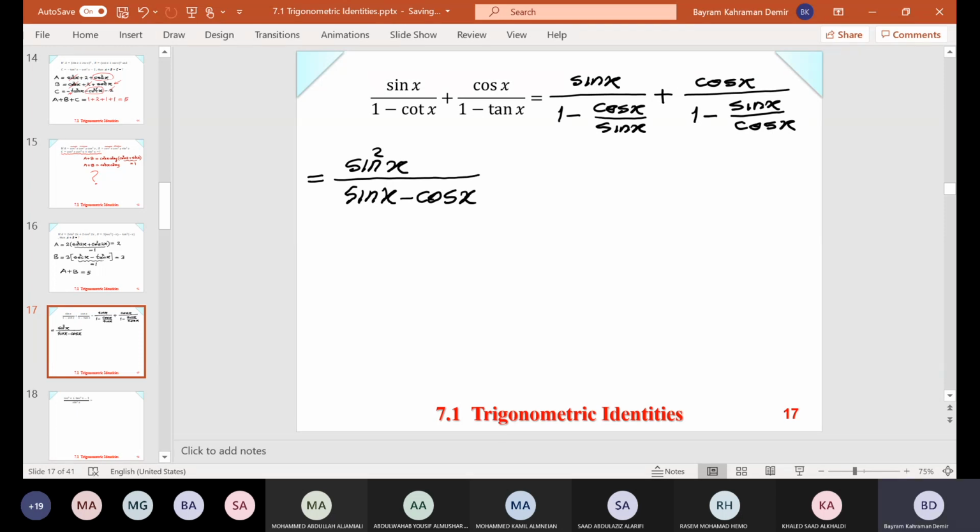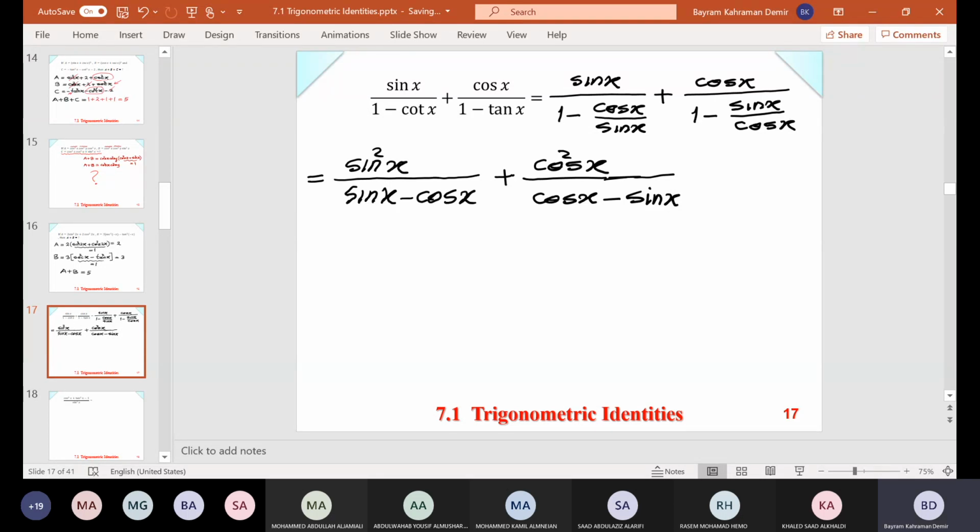In the first fraction, I multiplied numerator and denominator by sine x. And in the second one, I will multiply by cosine x. So we'll get cosine squared of x divided by cosine x minus sine x.